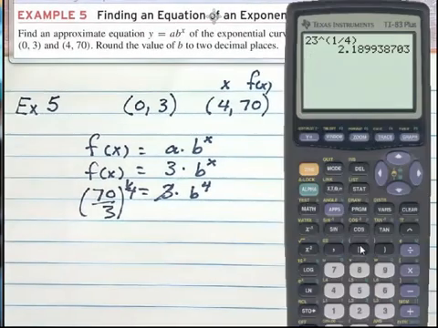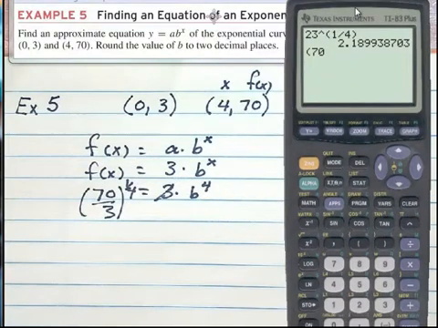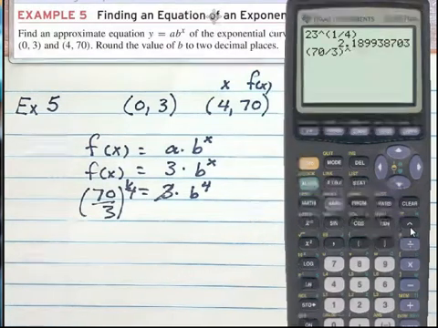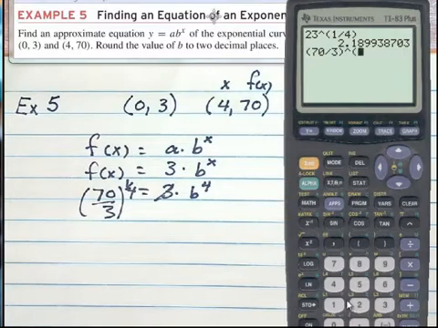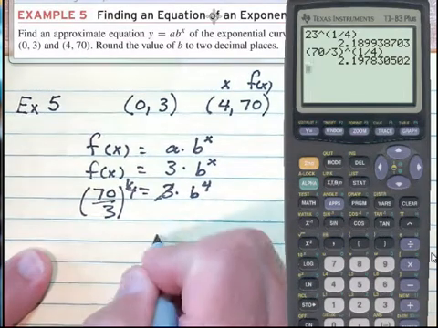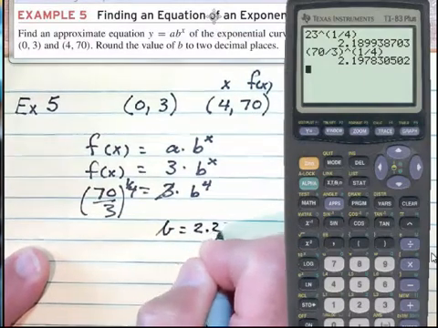With our calculator, I'm going to put in parentheses the 70 divided by 3. Divided by 3. We're going to raise that to the 1/4. You could put 0.25, but I'll do 1 divided by 4. Again, if we were just solving for b, we would have plus or minus that. It said that we wanted 2 decimal places, so that would actually be 2.20. So b equals 2.20.